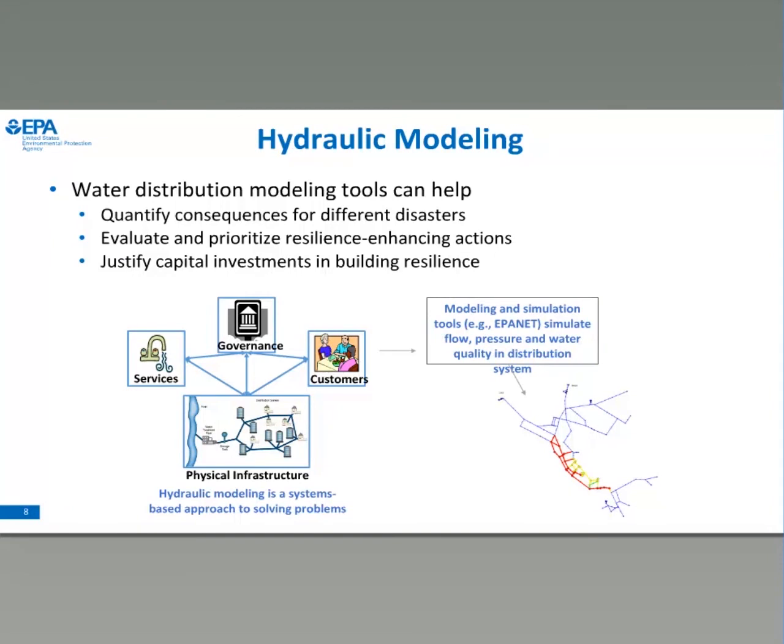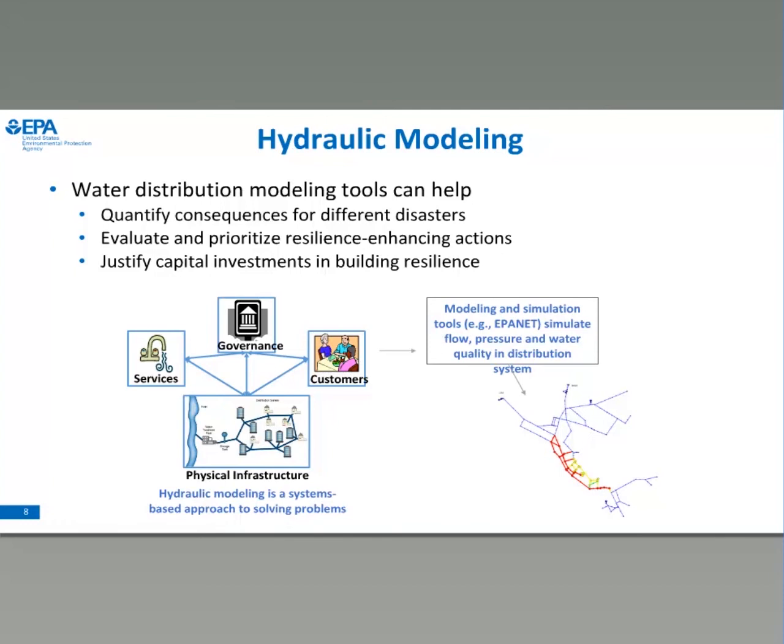So while the general guidance is available, we feel that a site-specific analysis using hydraulic models might be the way to allow a water utility to dive deeper into their understanding of how the system might actually function and operate during emergency conditions. So you're able to use water distribution system modeling tools to help you quantify the consequences of different disasters, and then evaluate and prioritize resiliency enhancement actions that might be beneficial. Using that information, they're then able to justify the capital investments in building resiliency.